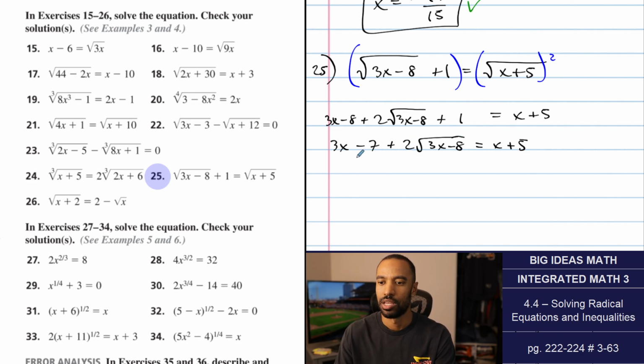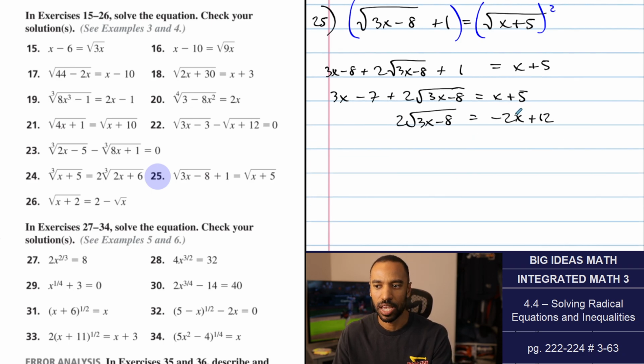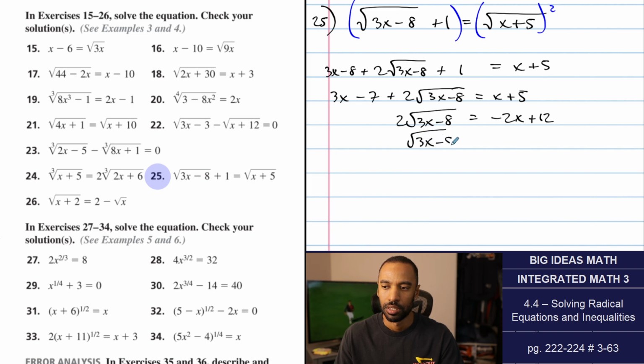So let's subtract 3x from both sides, add 7 to both sides, and then divide both sides by 2. Now, if I divide both sides by 2, each term can divide by 2, right? So this will become negative 1x plus 6. Radical is isolated. Let's square both sides.